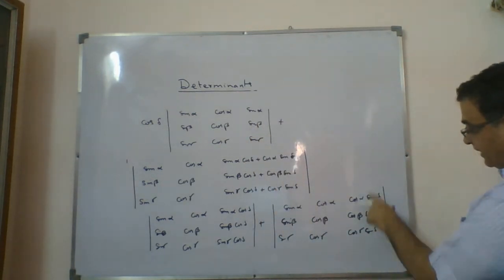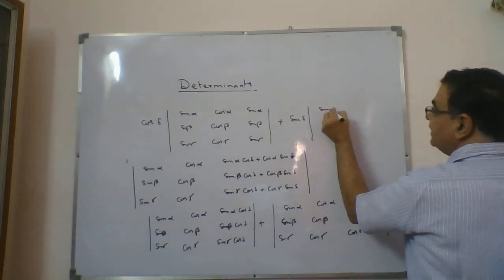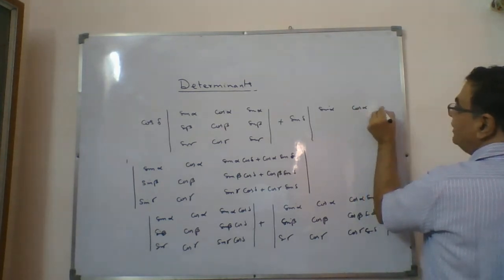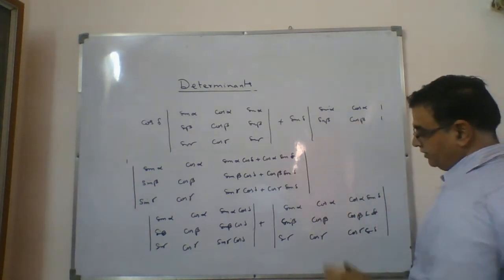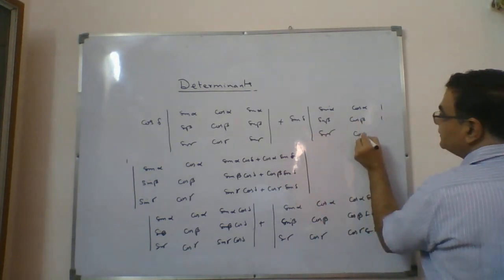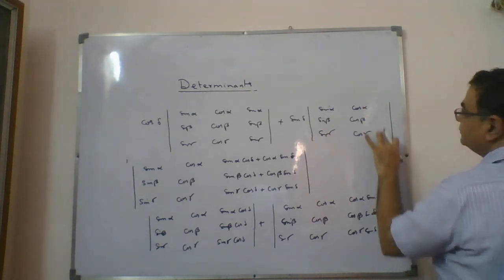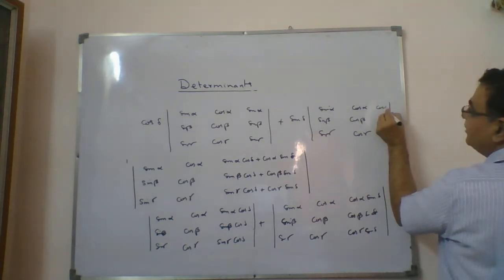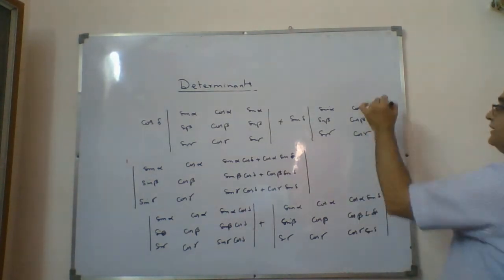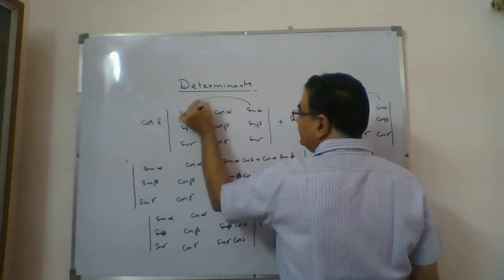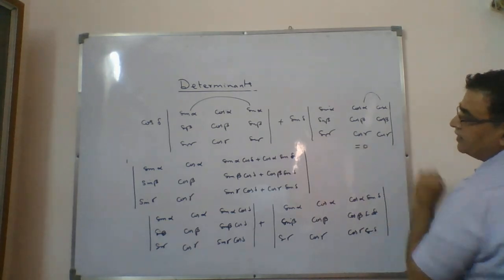Plus, in the second case, sine delta is again common. Then it comes out to be sine alpha, cos alpha, 1. Then comes sine beta, cos beta, 1. And then sine gamma, cos gamma, and 1. Something wrong? 1 will not be there. It will be cos alpha, cos beta, and then cos gamma. Now these two are identical, these two are identical. So it will be 0 into cos alpha, it will be 0 into this. So the final answer is coming 0.